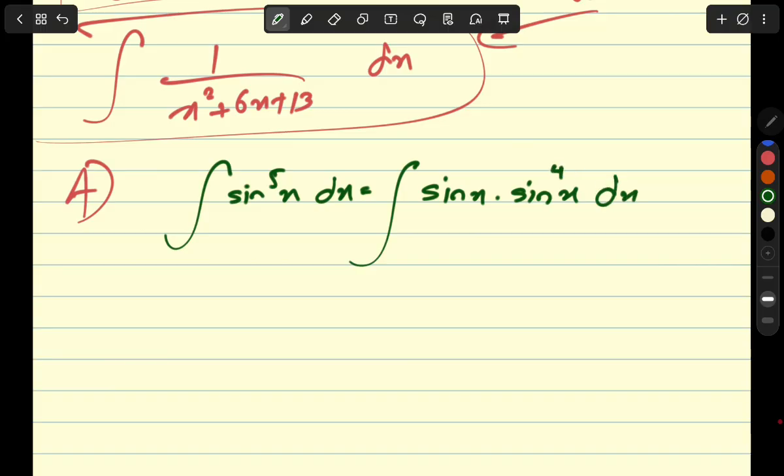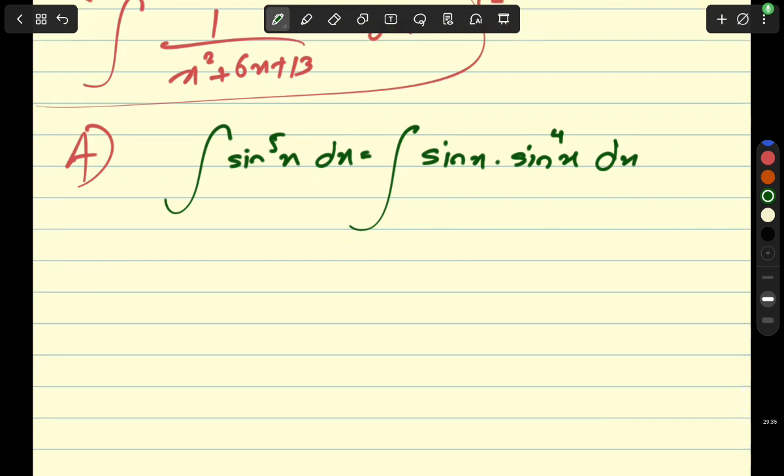Now, here I would like to rewrite it as sine x times sine x with power 4, right? And now I can see some similar structure here. Now, there is one technique that I want you guys to learn. Now, you can rewrite this as, okay, I'll show you something. And I'm going to show you why we do it.